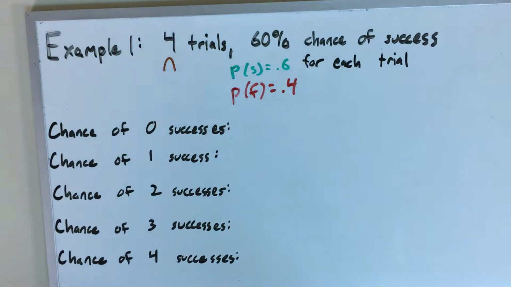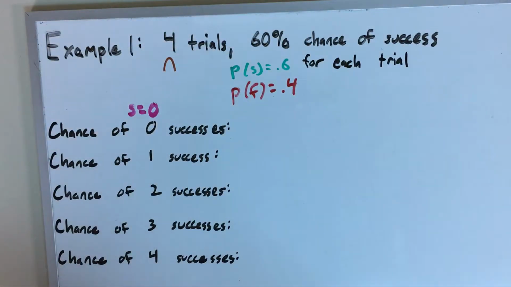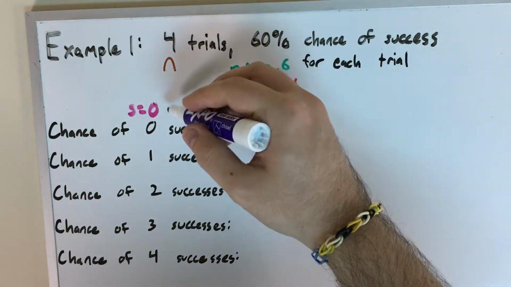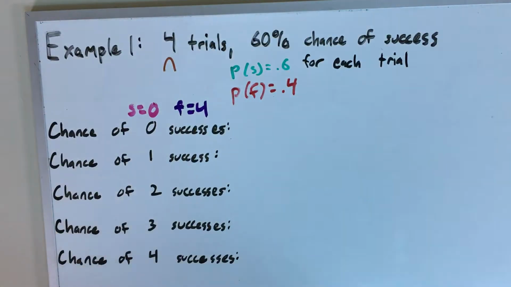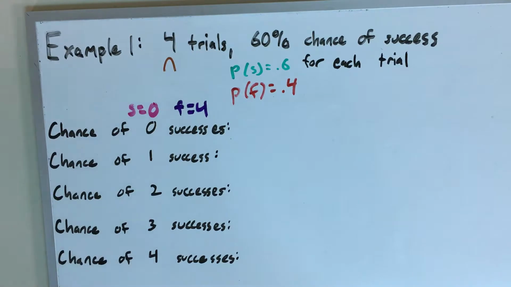So for instance, the chance of 0 successes. What this means is that I need to go ahead and fill in a quick bit of information. Successes is 0. And then for failures, if I'm doing something 4 times and I never succeed, how many times have I failed? I've failed 4 times. So 0 successes, 4 failures. I will go ahead and make my formula shell here so we can fill some of this in. And now we just need to fill in all the information.